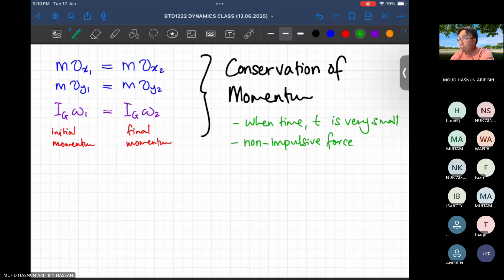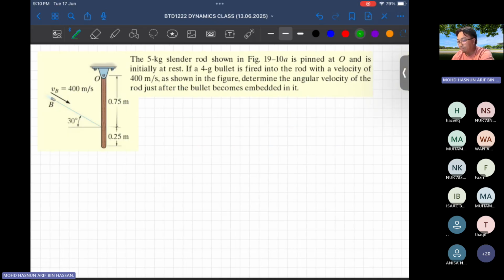To better understand this, let's look at an example question. When you read the question, you can see a 5 kg slender rod is at rest, and suddenly a bullet is fired at the slender rod at an angle of 30 degrees. What we want to determine first is the angular velocity of the rod just after the bullet becomes embedded in it.